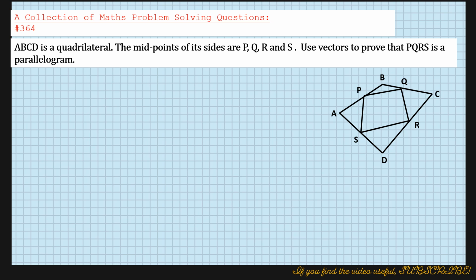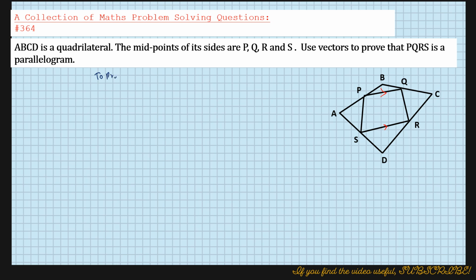So what we need to prove is that PQ is parallel to SR. So it's vector PQ and vector SR. The direction is the main thing here. So we have the direction of PQ, from P to Q, equals S to R. So it has to be the same.